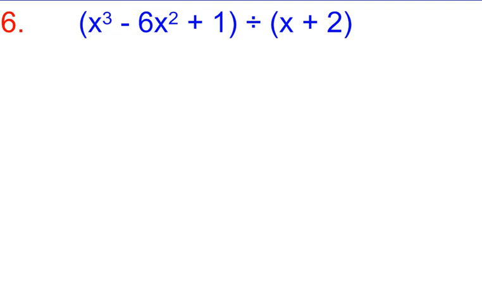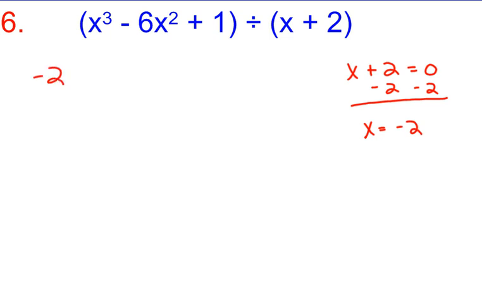So number 6, again, x plus 2 equals 0. So I minus 2 from both sides. X equals negative 2. So over here I put my negative 2 into the little box, and then I'm just going to write each coefficient. So there's a 1, a 6, and a 1.